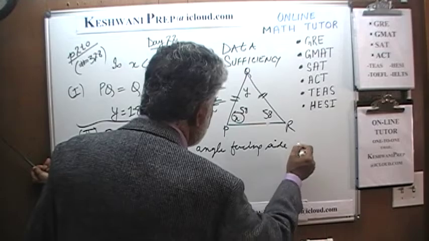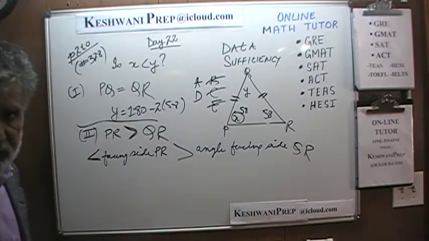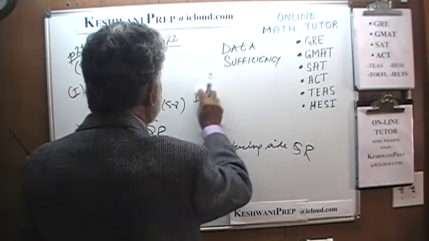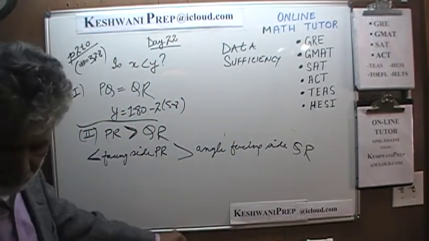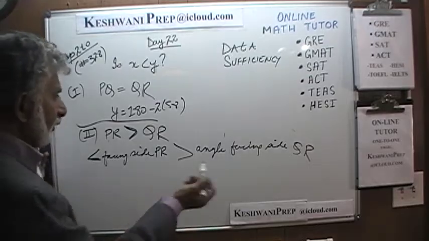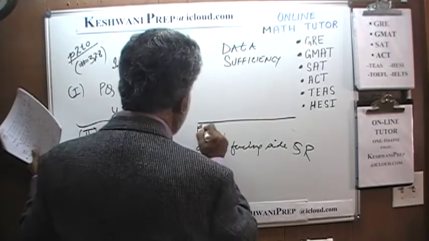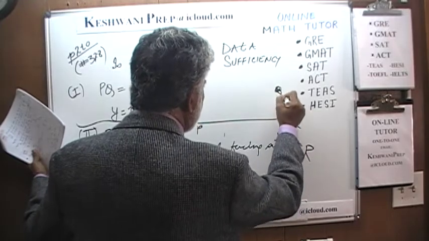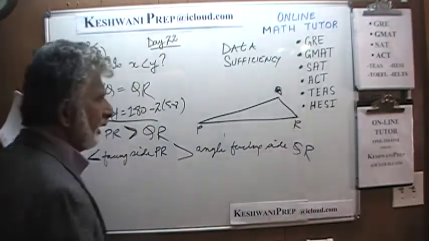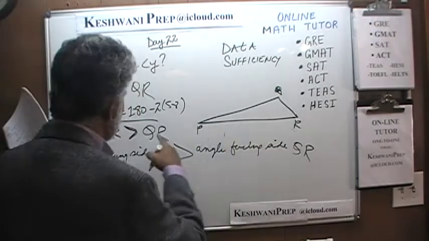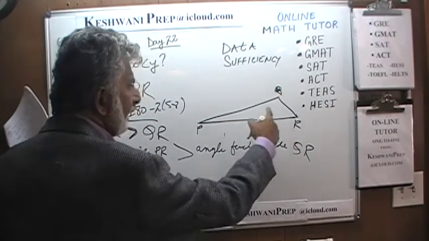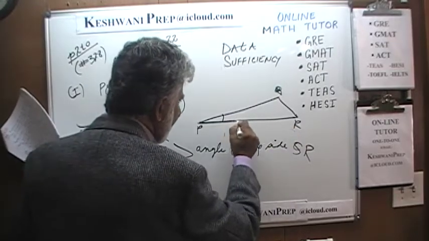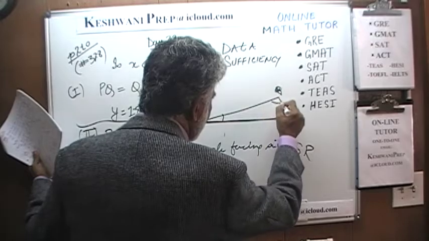And to make it easier for us to see, we're going to redraw this picture. Let's redraw it just the way they tell us. They tell us that PR is greater than QR. So let's redraw it. Here's our PR. And here's our QR. This is our Q. Here you go, PQR. As you can see, PR is larger than QR. And therefore, the angle that faces QR, this angle, is going to be smaller than the angle that faces this side. The angle that faces PR is this angle right here.